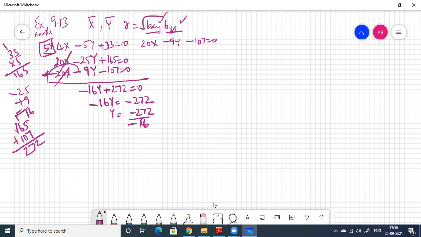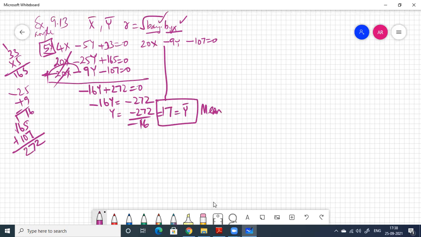Do you have a calculator? Yeah, uncle, I'm doing it. Divided by 16. Okay, it's coming 17. So y bar is equal to 17, the mean. Okay. Similarly, let us find x bar.